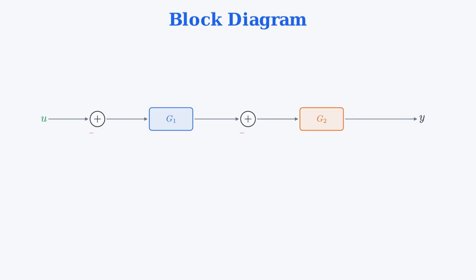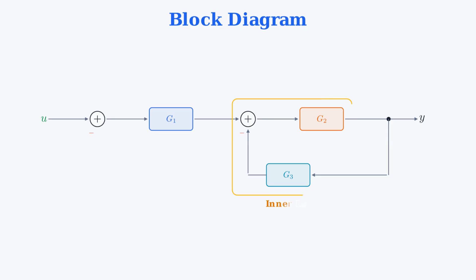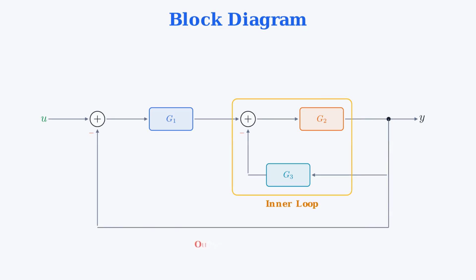The input u enters a summing junction with negative feedback. From there, the signal goes through g1. After g1, there is a second summing junction, also with negative feedback. From the second junction, the signal goes through g2, and the output is y.